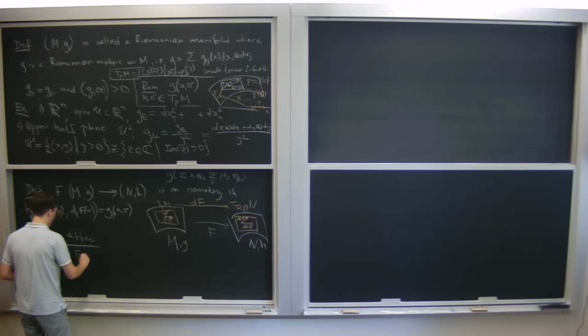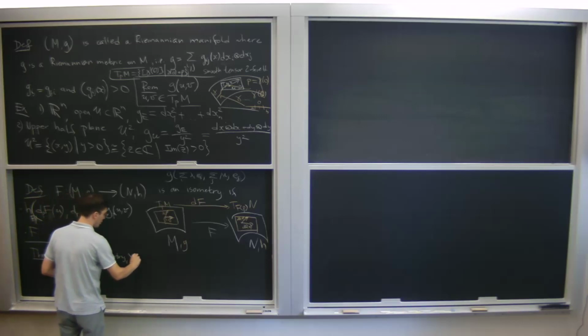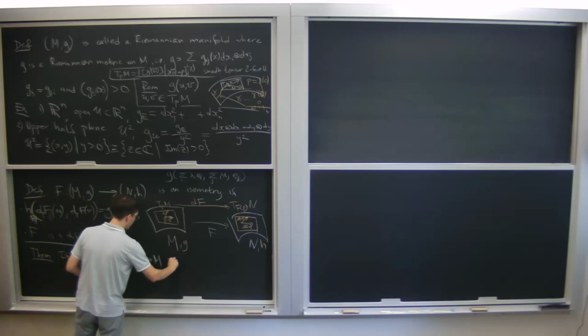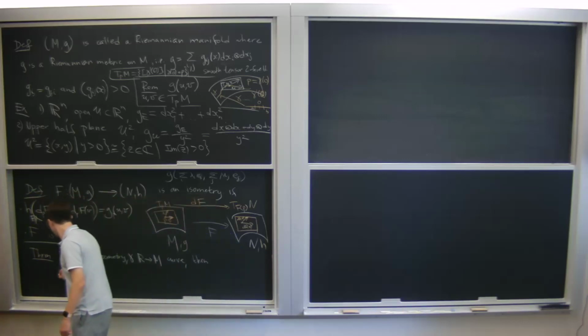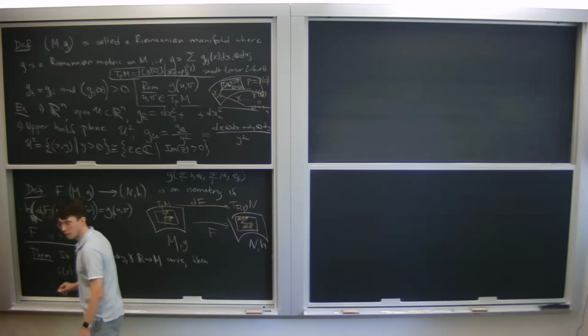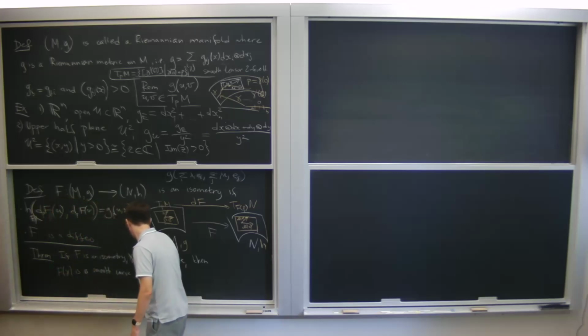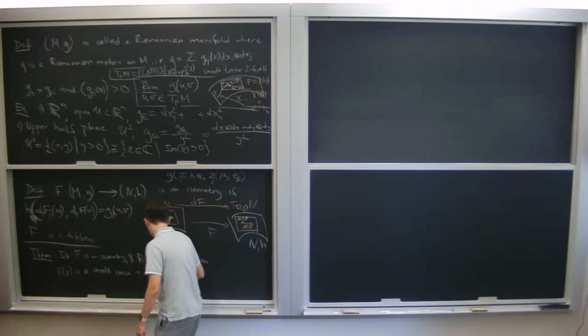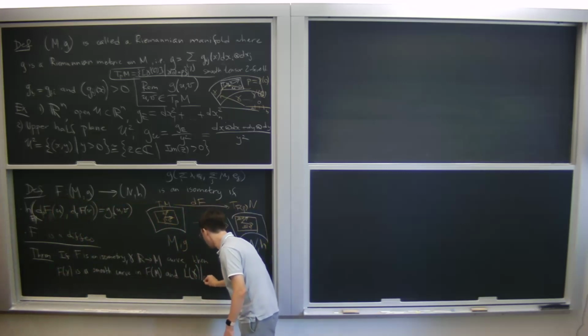So if f is an isometry and gamma is a smooth path, a smooth curve in M, then f of gamma is certainly a smooth curve in f(M), and the length of gamma on every segment [a,b] is the same.